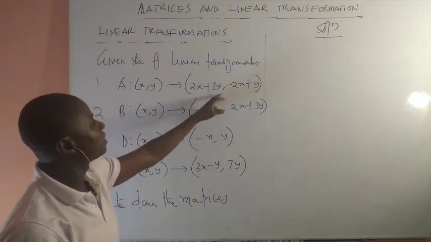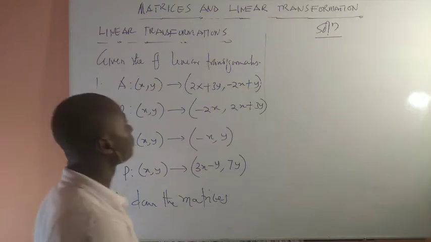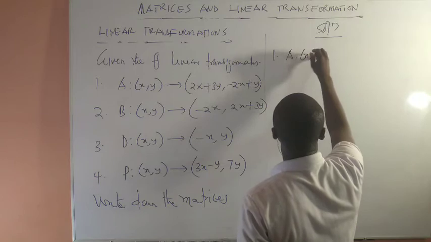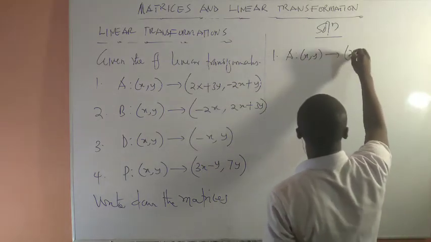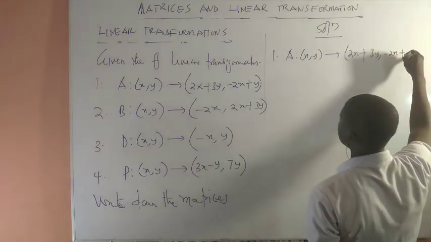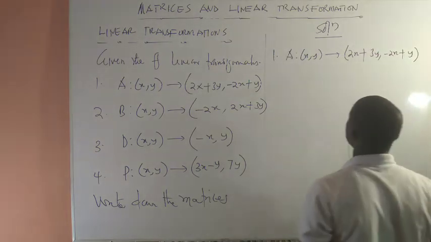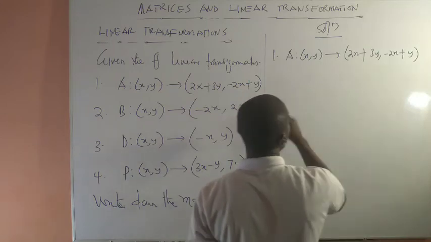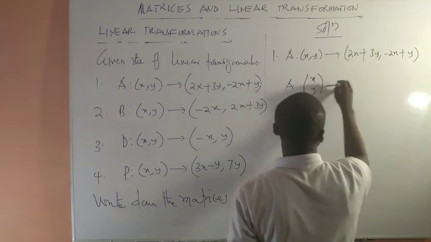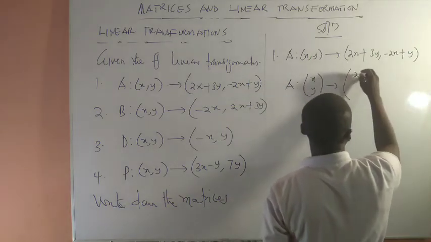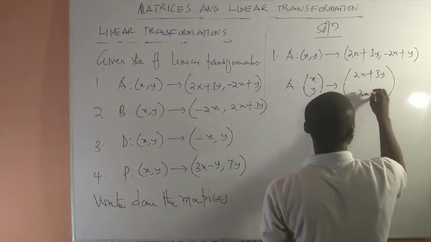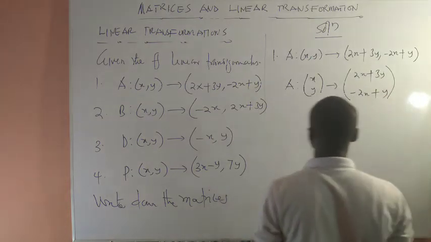I told you that the comma separates the first row from the second row. So given the first one, we have A of (x, y) maps to (2x plus 3y, minus 2x plus y). Now when you look at this, it can also be written as A of (x, y) maps to 2x plus 3y in the first row, then minus 2x plus y in the second row.